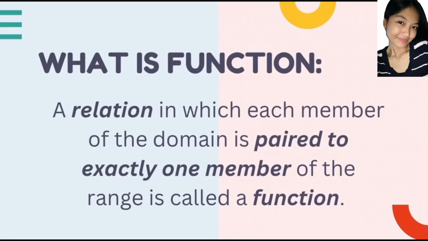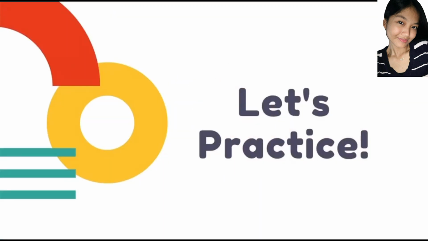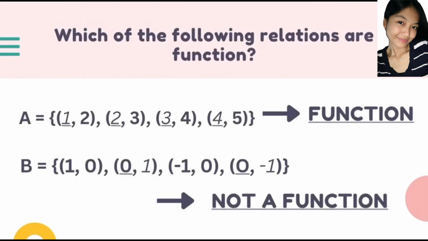So, to expand more our knowledge, let's have a practice. Which of the following relations are functions? In letter A and B, the answers are provided. But let's figure out bakit nga ba naging function ang letter A. In letter A, the numbers provided are 1, 2, 2, 3, 3, 4, 4, and 5. Remember ulit natin, yung mga naka-underline are yung mga inputs. Yung naka-bold type naman na numbers are the outputs or the range. While yung mga nasa unang number ay domain.